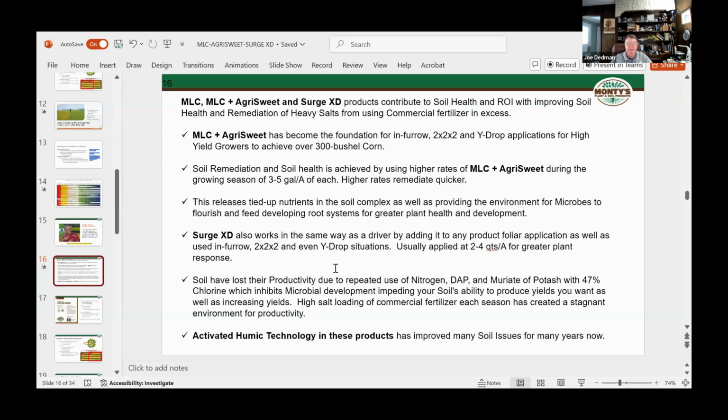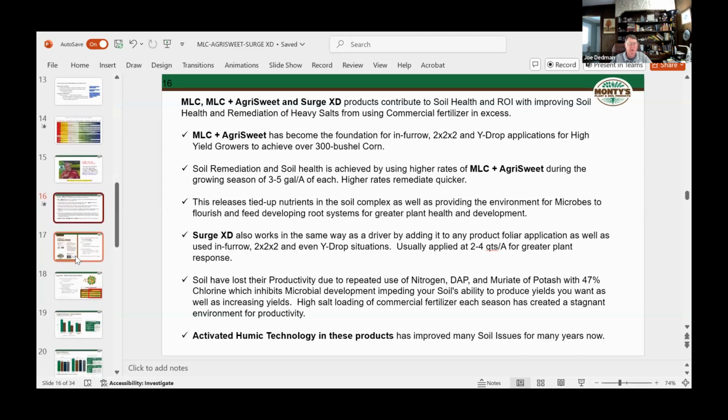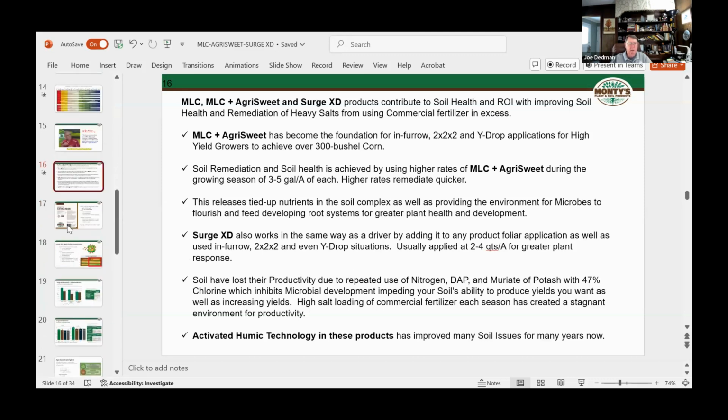So we add this many times to a foliar application, but many farmers, especially in the north, are using it in furrow or 2x2 or even in wide drops at a use rate of 2 to 4 quarts. Many of them have even gone to 1 to 2 gallons to get things happening quicker and faster in the soil. So that's a little bit about this.